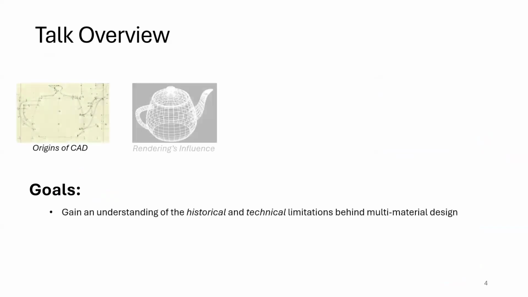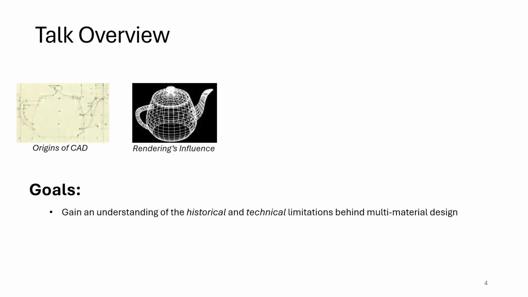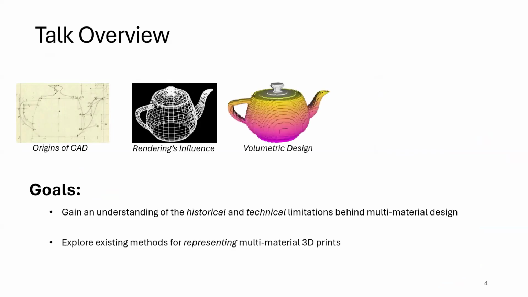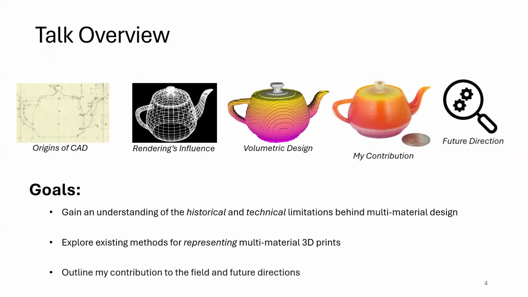As an overview of my talk, the first goal is to gain an understanding of the historical and technical limitations of multi-material design. We'll begin by looking at the origins of computer-aided design and rendering's influence on the field. We'll dive into existing methods of representing multi-material objects, so volumetric design, thank you. And then we're going to look at my contributions to the field and future directions that I'll be looking at.